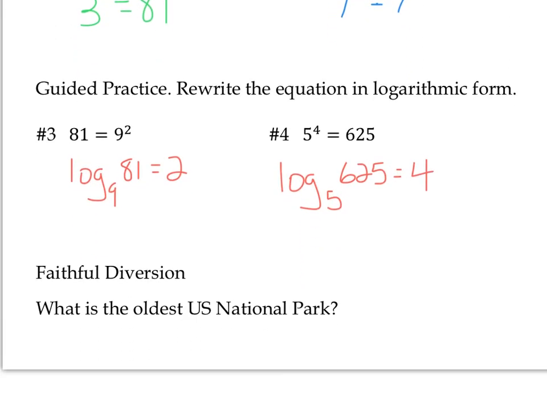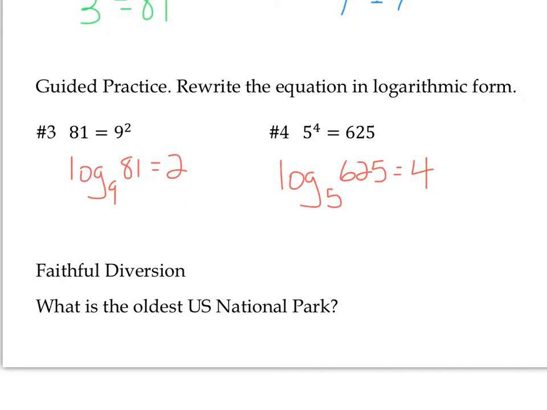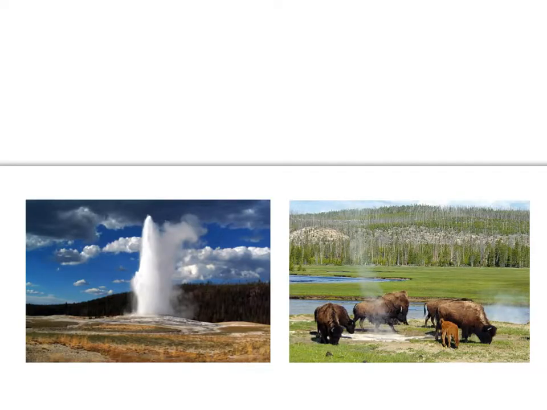All right, a little faithful diversion here. What is the oldest U.S. national park? The oldest national park in the United States is actually believed to be the oldest national park in the world as well. This is Old Faithful here, which is located in Yellowstone National Park. Old Faithful, one of the more famous features at Yellowstone. It was established as a U.S. national park in 1872 by President Grant.